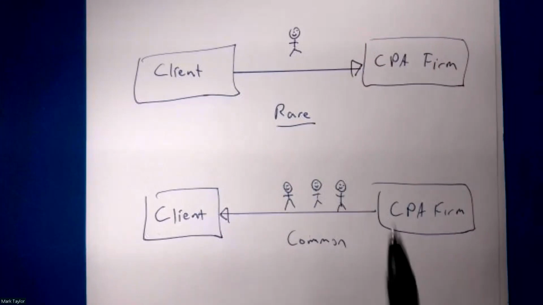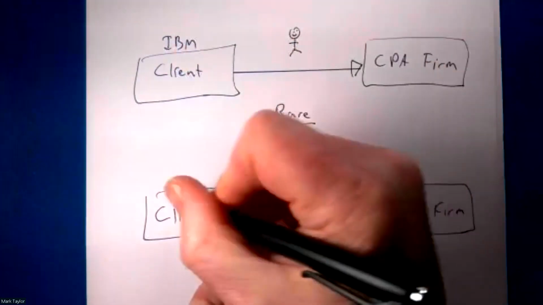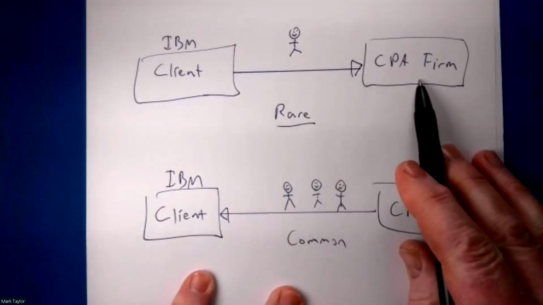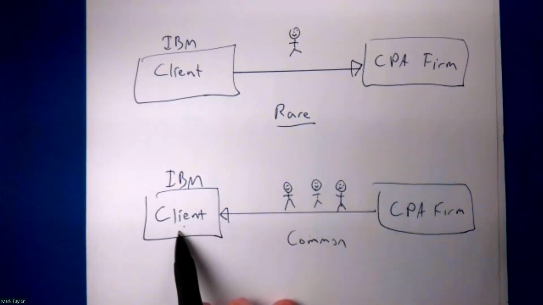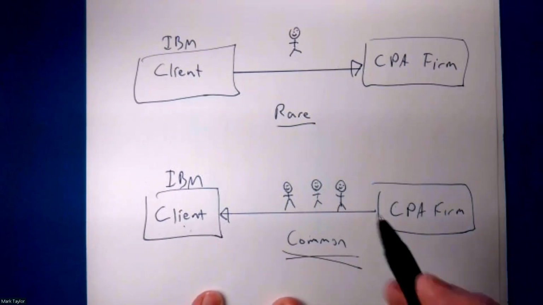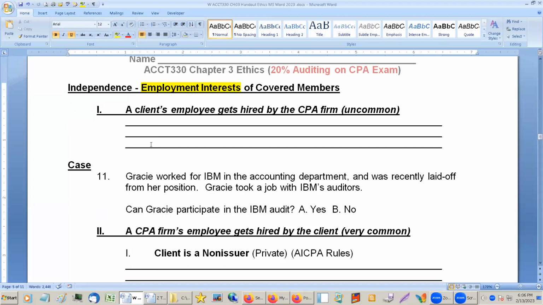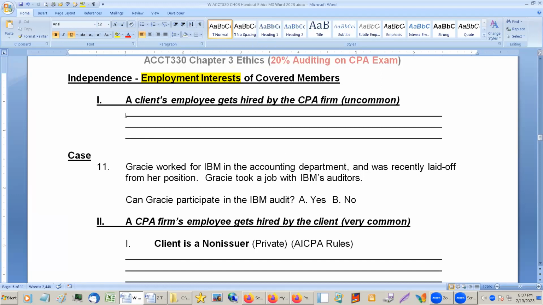So going from the client, let's say this is IBM. It's possible you could go from IBM to work at the CPA firm. Much more common is going from the CPA firm to work for the client, or if this was the auditor for IBM, they'll go work for IBM. So this is much more common to have happen, and there are rules for both of them. Okay, my client's employee gets hired by the CPA firm.